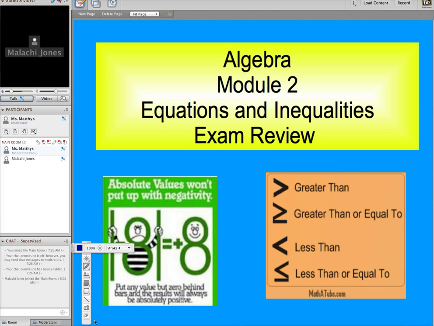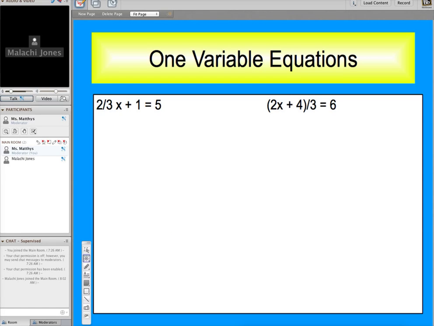Okay, so what we're going to do with Module 2 is we're going to be talking about inequalities, and we'll be talking about absolute values. So here's my little pun on my absolute values. And remember, with inequalities, we've got greater than or equal to, less than, or less than or equal to. Okay, so this is basically going to be a review, Malachi.